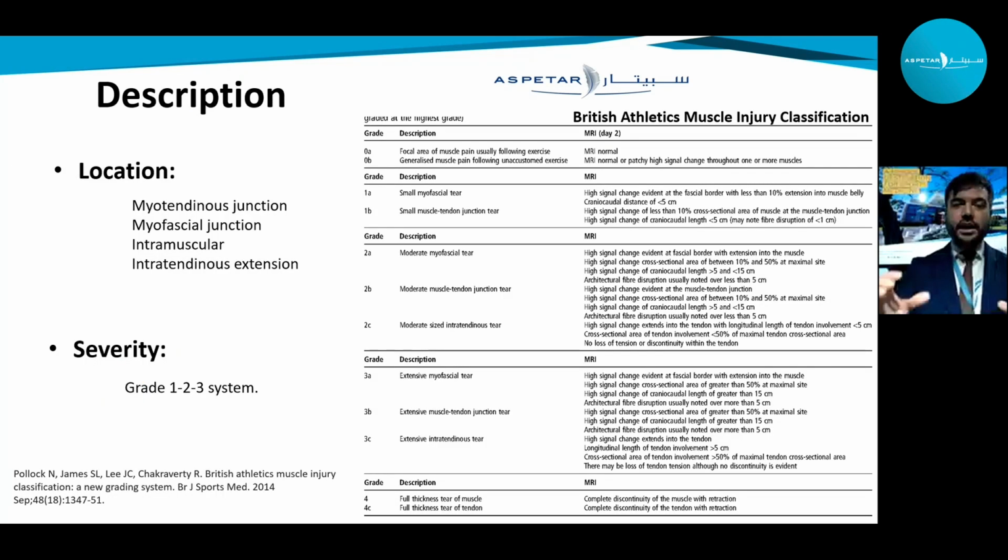When we see a muscle injury, we have to describe it. The way to describe this type of injury is first location: where inside the muscle is the injury, myotendinous junction, myofascial junction, intramuscular, or intratendinous extension. We will also describe the severity with the grade 1, 2, 3 system, as we showed before. There is this relatively new classification. It's not that new anymore, but it's getting very popular and normally analyzes all of these injuries in one classification of grading.